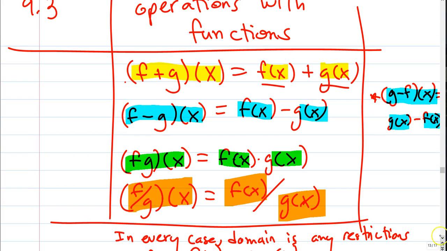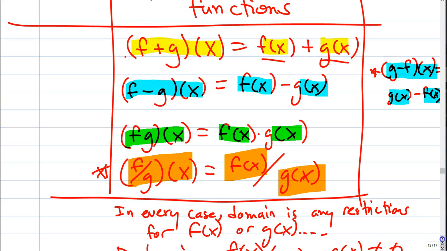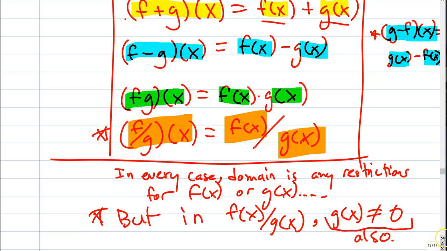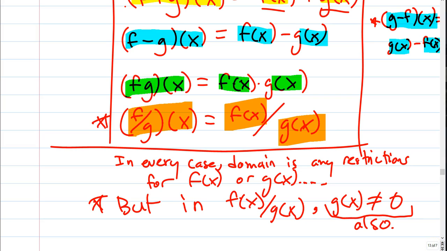The key on this one, and we're not really going to build on this till later: when I am dividing, put a little asterisk here, because in every case, the domain and the range are any restrictions on either of the functions, so any restrictions we've had from the previous functions, or in f of x over g of x, whatever's in the denominator cannot equal 0. So that little asterisk, whenever I'm dividing, that denominator cannot equal 0 as well. So we'll be talking about domain and range. We've done that before algebraically. That's what we're going to be doing here. Let's go ahead and work through this section.